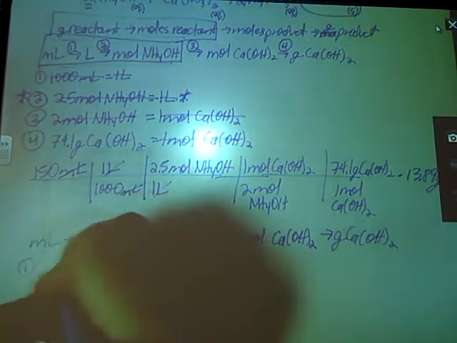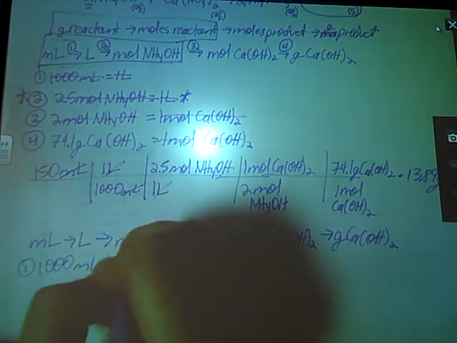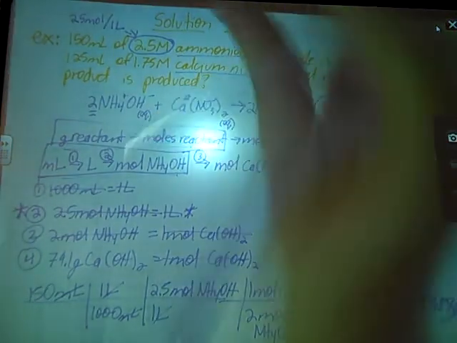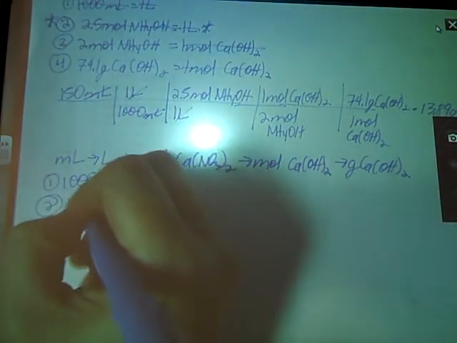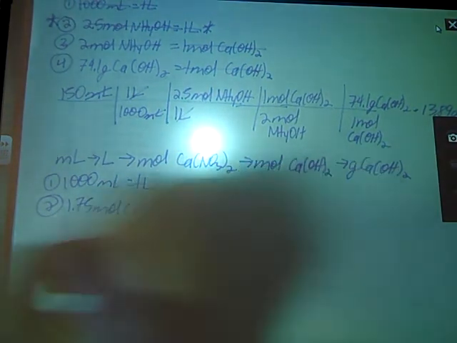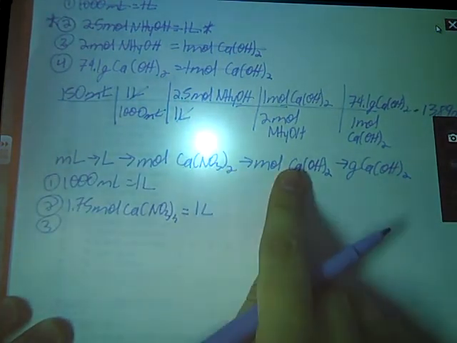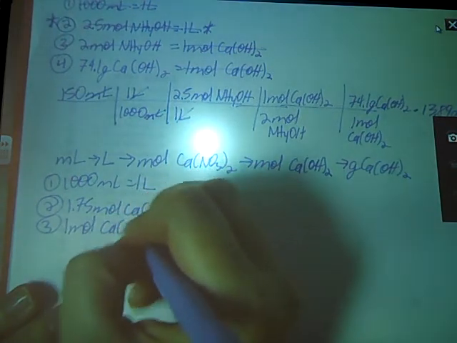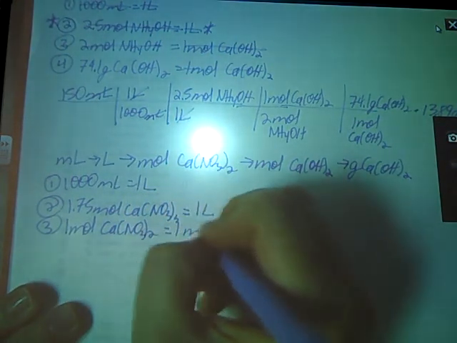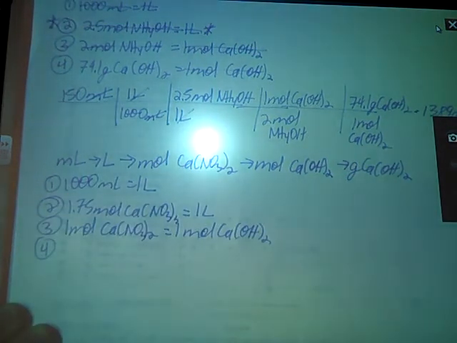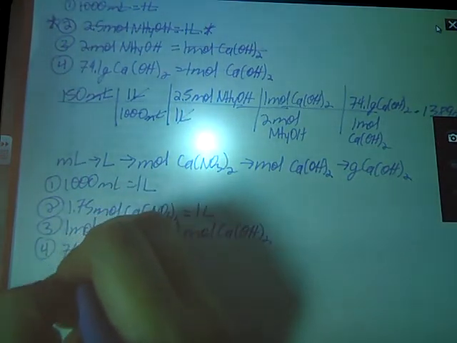Okay, here we go. First step is still going from milliliters to liters. Step 2, liters to moles. This is where our molarity comes in. For calcium nitrate, it's 1.75 moles calcium nitrate per liter of solution. Step 3 here. In front of both compounds, I have a 1 as a coefficient, so this is a 1-to-1 relationship. Always nice and simple. Step 4 is going from moles to grams, so that is the same as the previous.